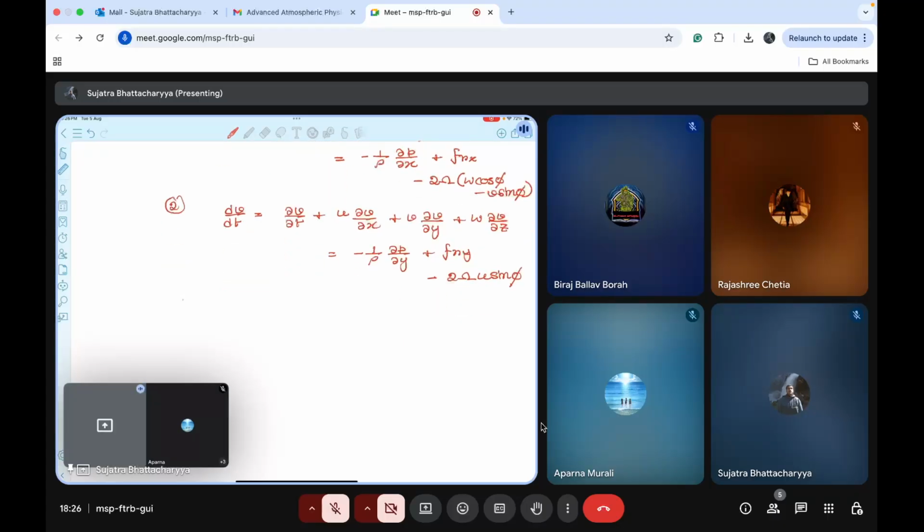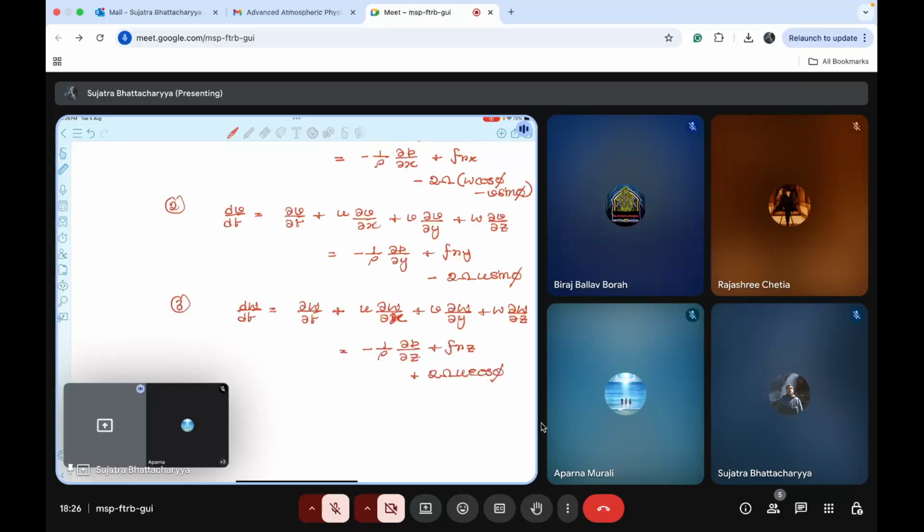Okay. And finally, the third, the vertical momentum equation, dw/dt. So this will be again ∂w/∂t, the local change in the vertical velocity, plus the advection terms: u ∂w/∂x, plus v ∂w/∂y, and w ∂w/∂z. This gives you minus 1/ρ ∂p/∂z plus F_rz plus Coriolis 2Ω u cos φ.